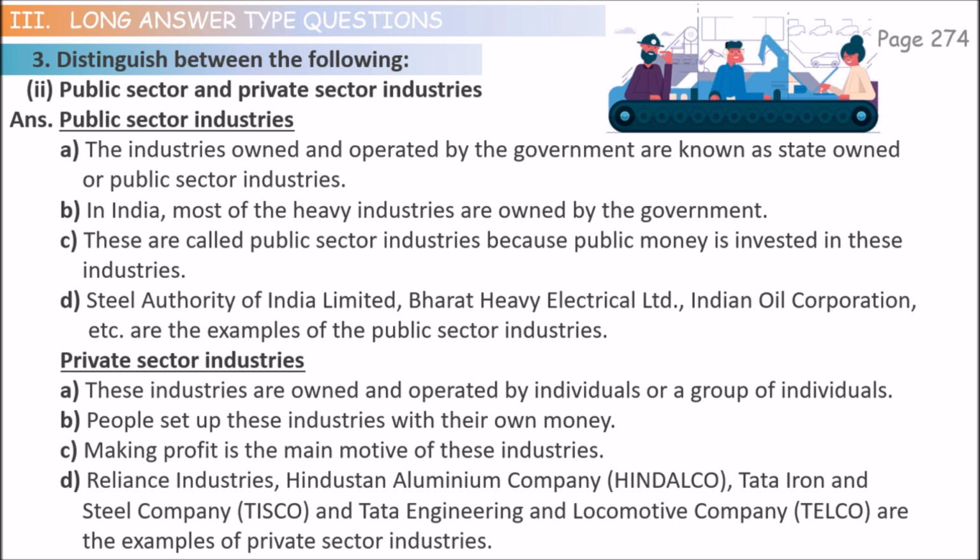Private sector industries. These industries are owned and operated by individuals or a group of individuals. People set up these industries with their own money. Making profit is the main motive of these industries. Reliance Industries, Hindustan Aluminium Company, Tata Iron and Steel Company, and Tata Engineering and Locomotive Company are the examples of private sector industries.